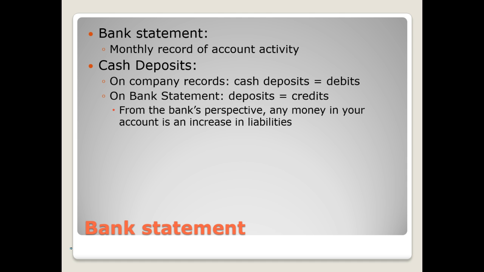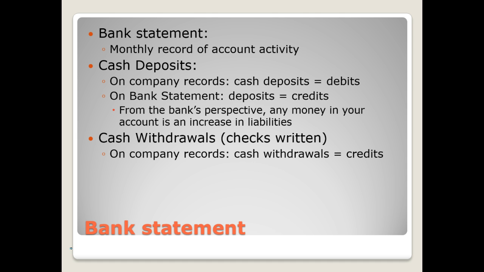The same thing goes for cash withdrawals. Every time a check is written by a company, that's a withdrawal from its checking account or from its cash account. On the company's own records, those cash withdrawals would be listed as credits, right? Because they would be a decrease in an asset account, the cash account.